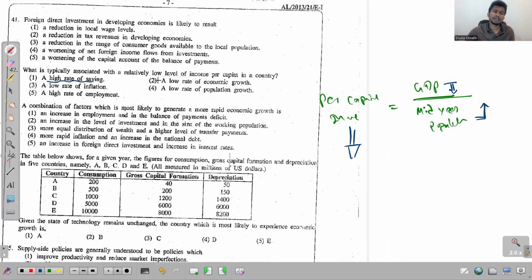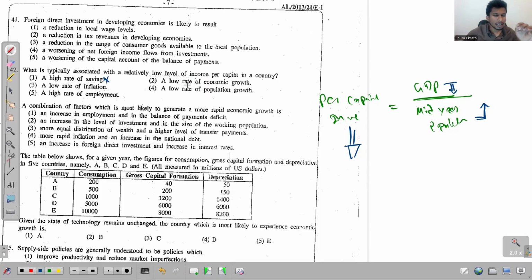High rate of savings. No. If we have a higher rate of savings, savings is the source of investment, hope you all remember that. And if we have a higher rate of savings, investment will be high, and if investments are higher, then there will be a higher GDP. The opposite happens here.